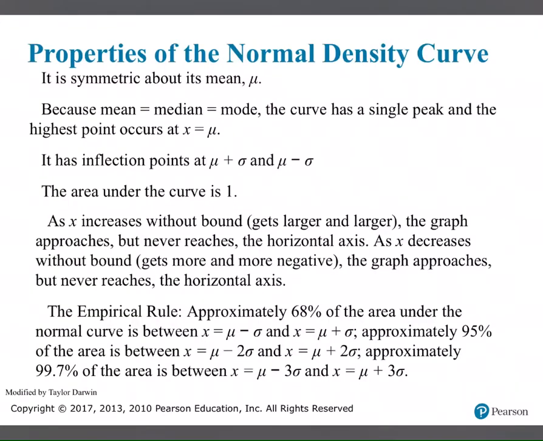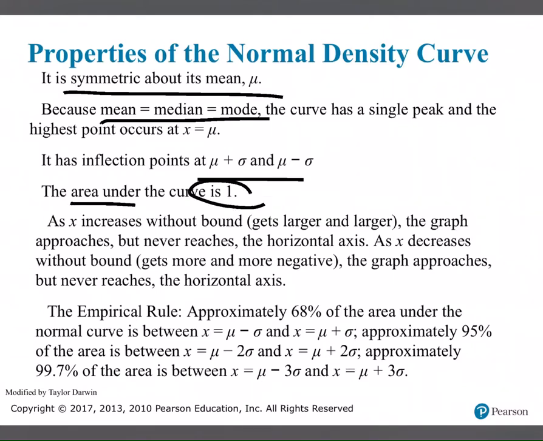There are a couple properties as far as the normal density curve goes, and we've talked about a little bit of these properties before, and there's a picture on the next slide to help you, but it's always symmetric about the mean. Because it's symmetric, the mean and the median and the mode are the same value. It's got inflection points at 1 standard deviation away from the mean. The area is always 1. This is very important. That's not going to change.